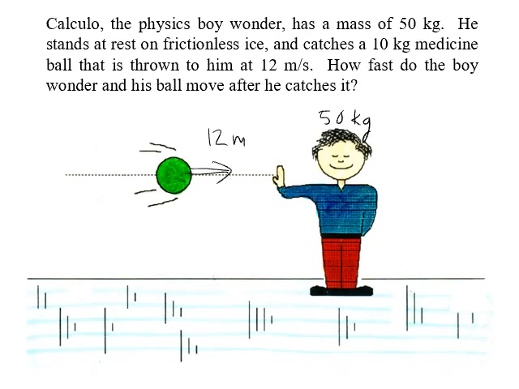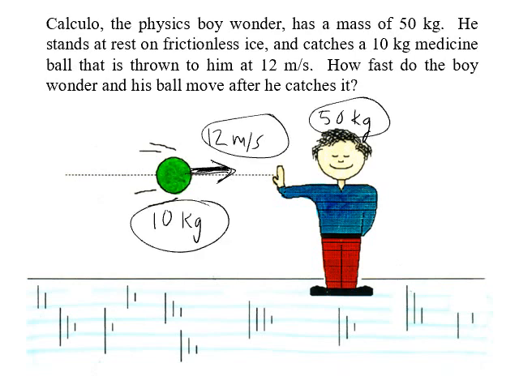So this ball is moving towards him at 12 meters per second. It has a 10 kilogram mass. Okay. We know if we throw a real ball, it would arc due to gravity, but we're going to ignore that effect. Let's just suppose the ball is going straight towards Calculo here. It's coming straight towards him in a straight line. And what I want to know is if he catches the ball, if the 50 kilogram physics boy wonder catches this 10 kilogram ball moving towards him at 12 meters per second, how fast do he and the ball, after he catches it, move off to the right?